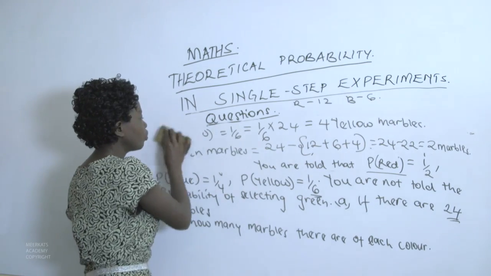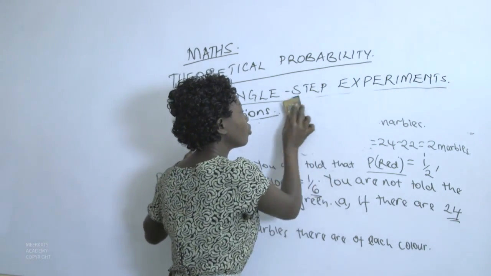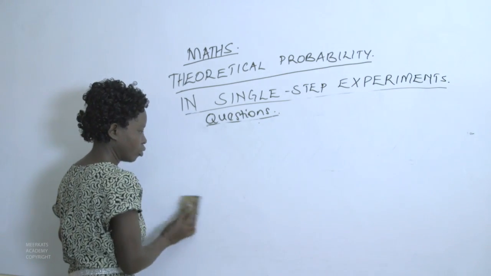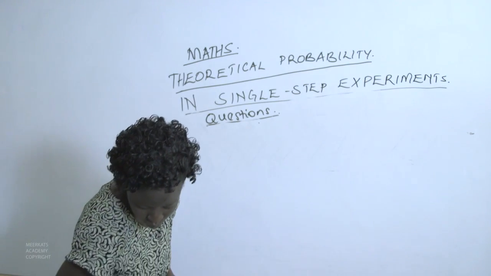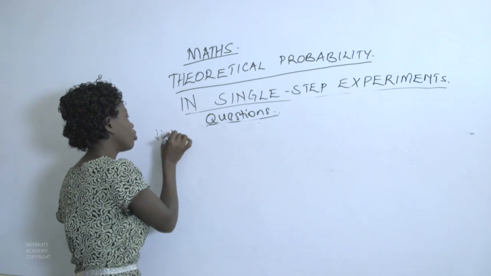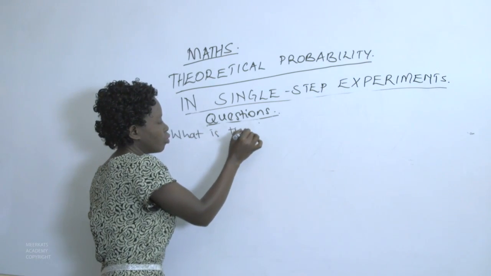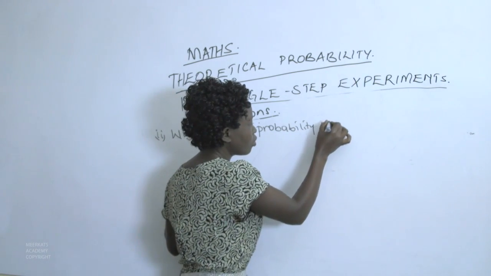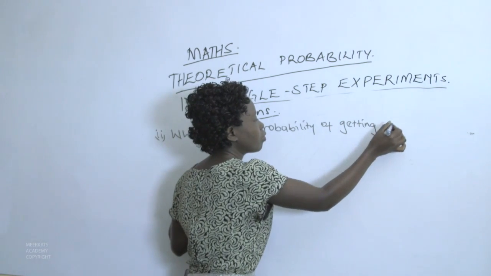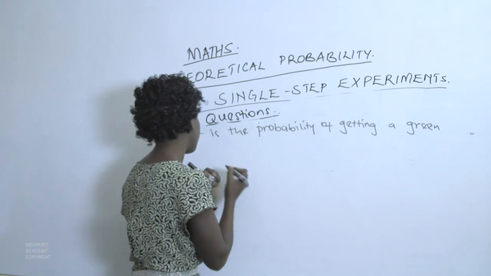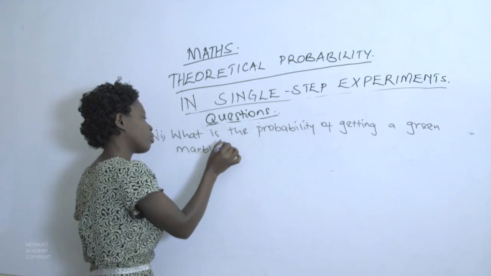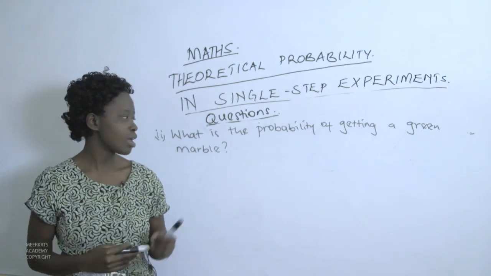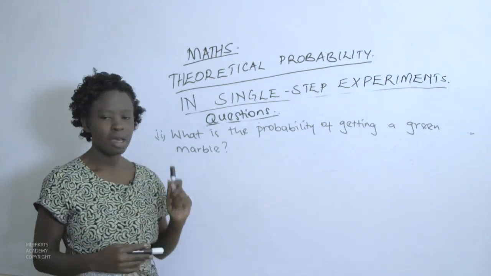Part 2, so after we've obtained the number of marbles we are having for green, the next question requires us to find the probability of getting a green marble from that given bag.